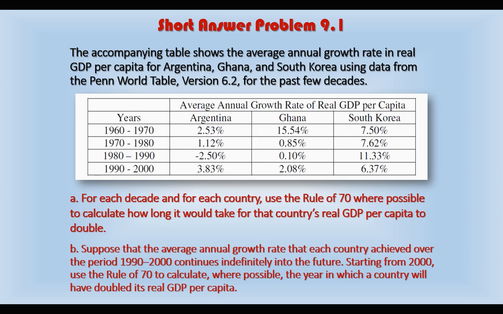No. It's saying starting from 2000, use the rule of 70 to calculate where possible the year in which a country will have doubled its real GDP per capita. So you're going to figure out based on the rule of 70 how long it's going to take the real GDP per capita to double, and then you're going to add that to 2000, and then you're going to tell me what year their GDP per capita will double based on what the rule of 70 told us. Potentially, if this is on the exam.